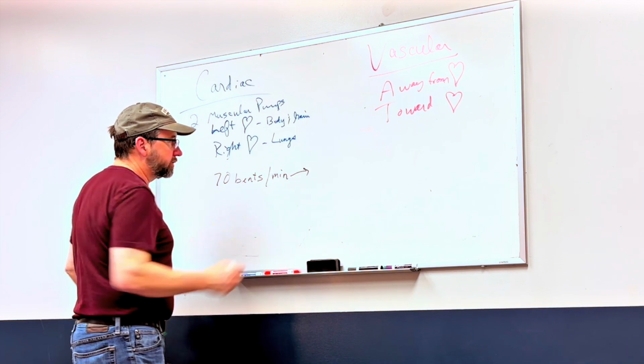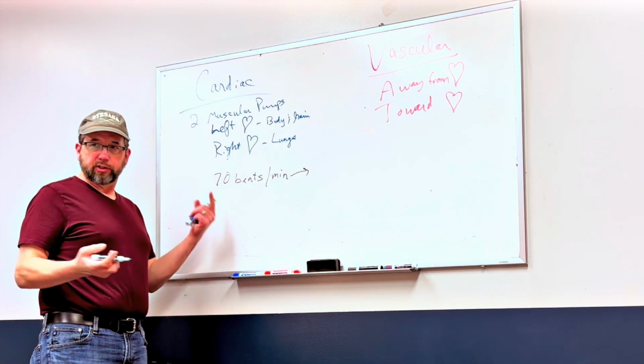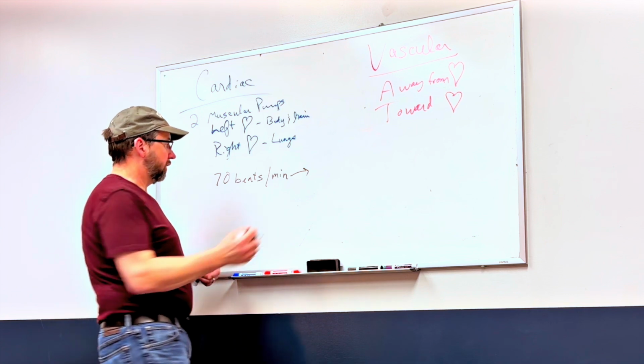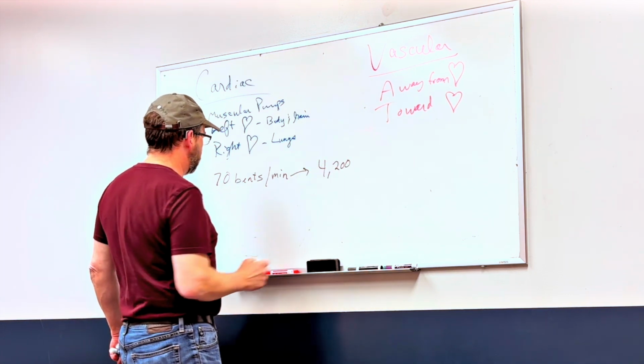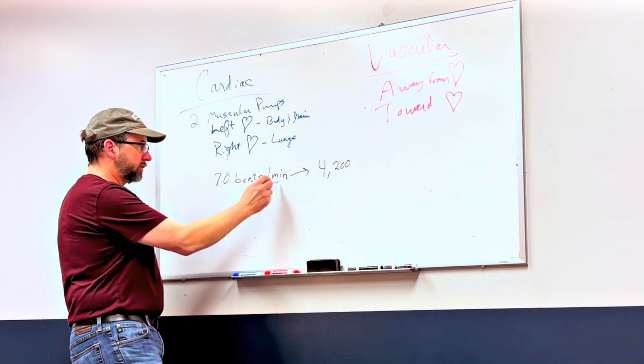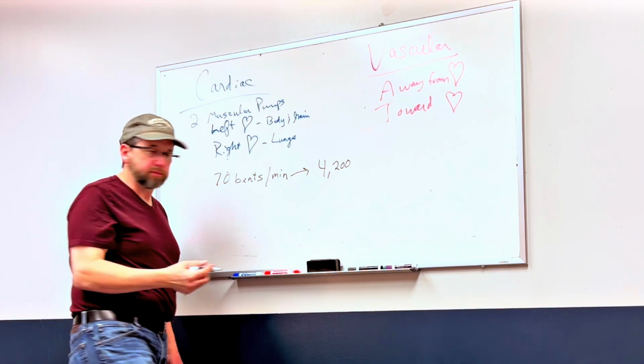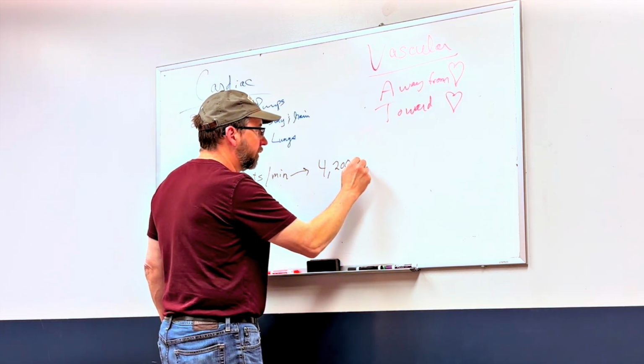And how many beats an hour is that then? 60 minutes an hour, right? So that would be, what, 4,200? Am I doing my math right? Yeah, 60 times 70. 4,200 beats per hour.